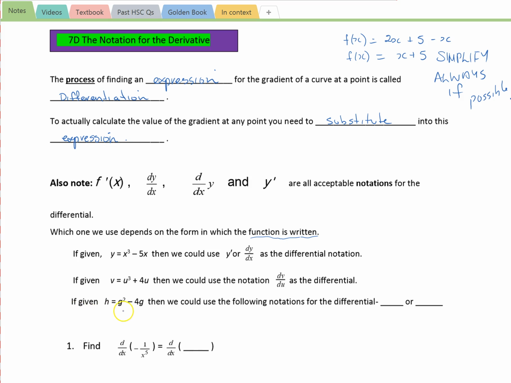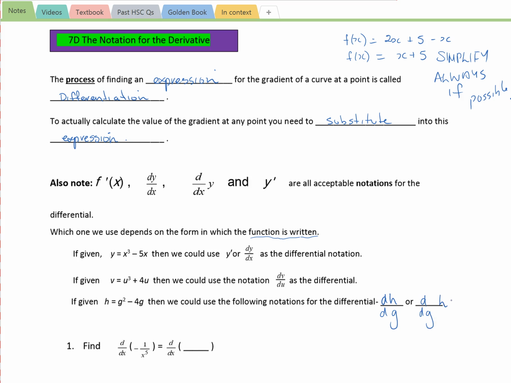The function you might be given as h, name it h, and the variable you're using is g. And again, there's no reason why I can't differentiate this function with respect to g. I bring the 2 to the front, subtract 1 from the power, minus 4. The way we would write the notation for the differential would be, we could have dh dg or d dg of h.